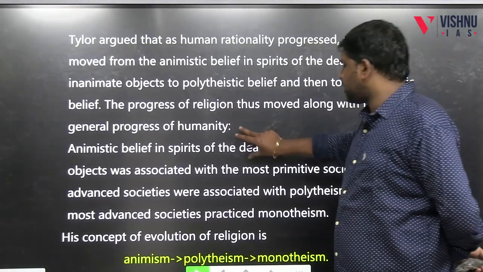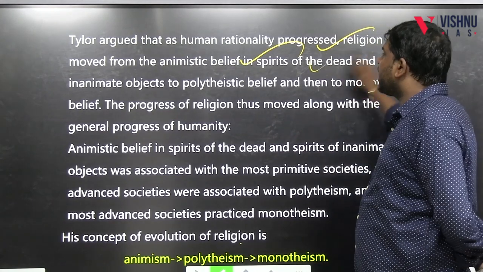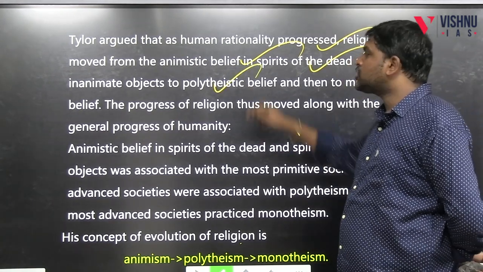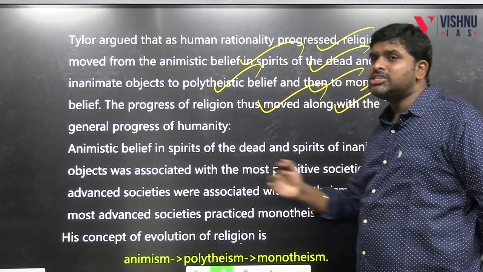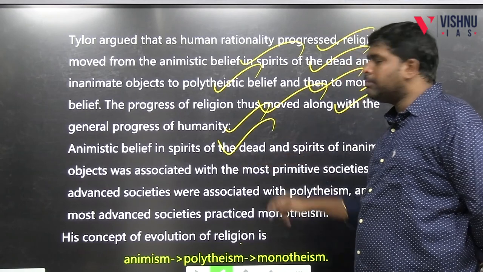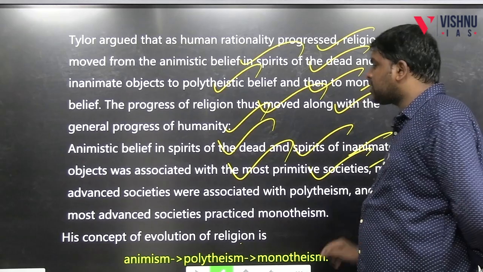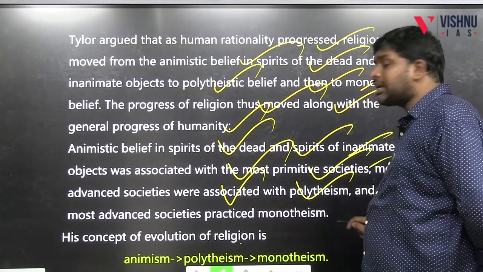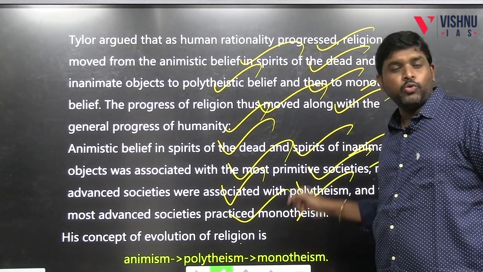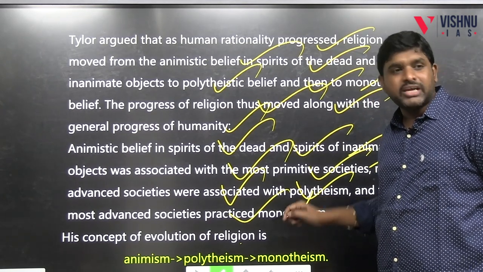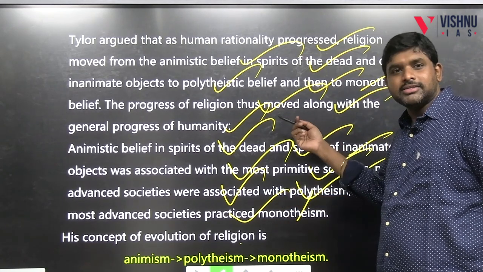Taylor argued that as human rationality progressed, religion moved from animistic beliefs in spirits of the dead and of inanimate objects to polytheism and then to monotheism. The progress of religion thus moved along with the general progress of humanity. Animistic beliefs were associated with the most primitive societies, more advanced societies with polytheism, and the most advanced societies practiced monotheism. So who is following monotheism now? Most of the Christian societies and Islamic societies. This person is a Christian, so again, it is a criticism.